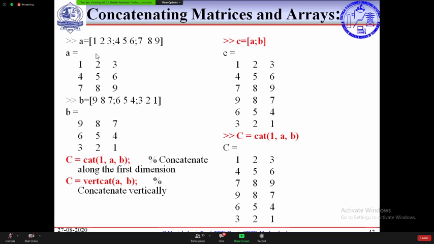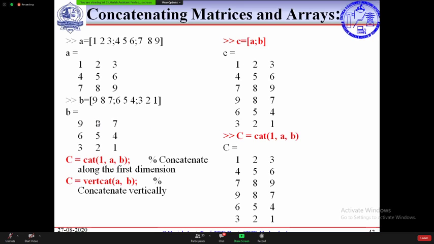A equal to some 3 by 3 matrix. B is also a 3 by 3 matrix. We want to concatenate along the first dimension. Means concatenate 1 comma A comma B. Means I want to have the first dimension, means in a row. Means if I want to have 2 rows, this is one row, this is another row. So when you want to concatenate in this way, this is the way it is going to be stacked.